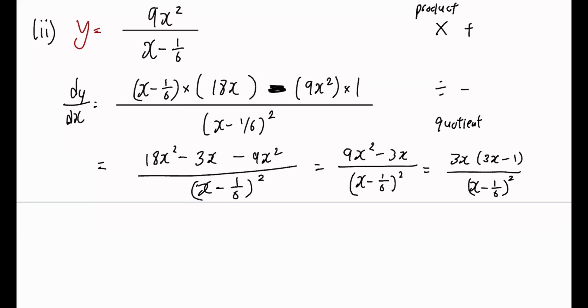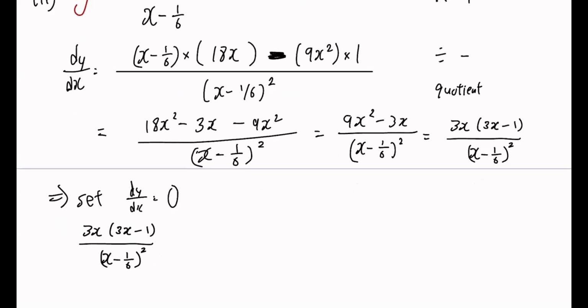Coordinates where the tangent to the curve is horizontal. Horizontal means gradient is 0. So that means you want to set dy by dx equal to 0. Which means you get this expression, equate it to 0. Then you solve for x, you get 3x times 3x minus 1 equals to 0. Is that clear so far?